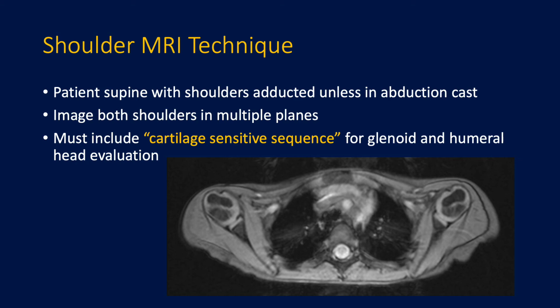The technique we use for shoulder MRI is to have the patient supine with shoulders adducted unless they are being treated in an abduction cast. We image both shoulders in multiple planes and with multiple sequences, including T1 and T2 weighted sequences for better evaluation of muscle bulk and of the anatomy. But we must always include a cartilage-sensitive sequence for glenoid and humeral head evaluation. The example on this slide is a FLASH sequence. That's the cartilage-sensitive sequence that we use in evaluating children with brachial plexus birth injury.